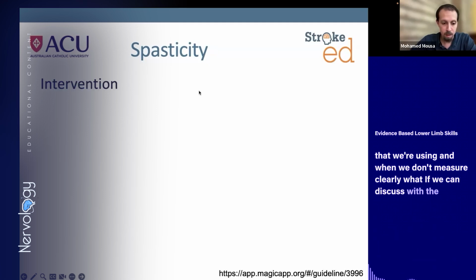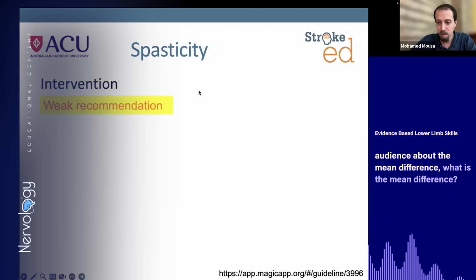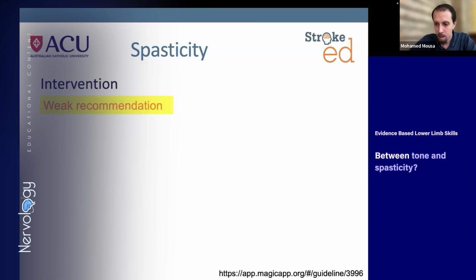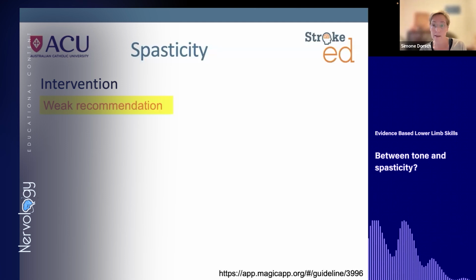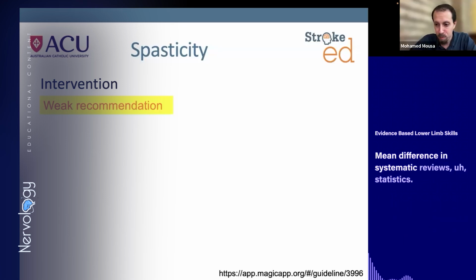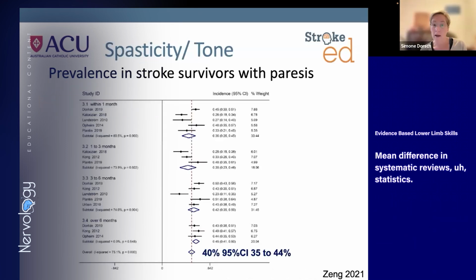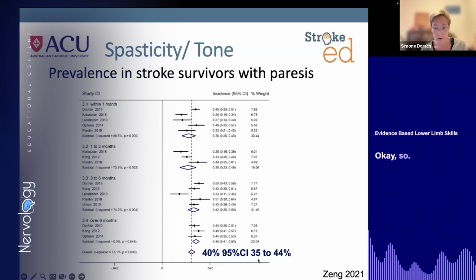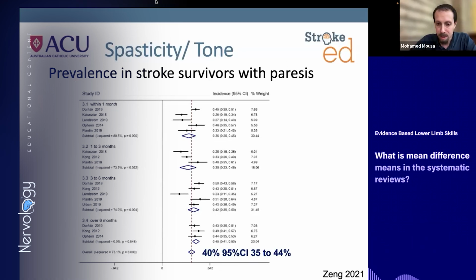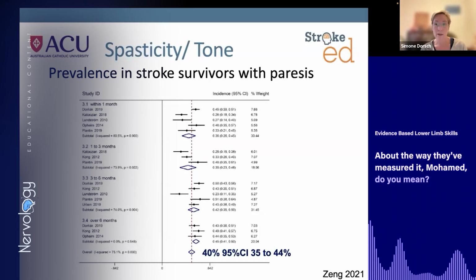Can we discuss with the audience what the main difference is between tone and spasticity? The main difference in systematic reviews, statistics. What is the main difference? Okay, so what does main difference mean in the systematic reviews? About the way they've measured it, Mohamed, do you mean?